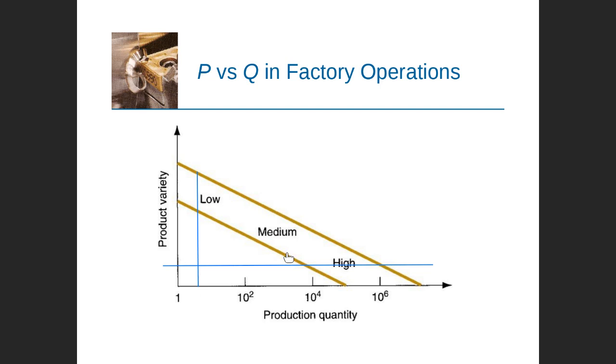However, when you have low production variety, you expect the production amount to usually be high. So we have high production quantity, low production quantity, medium production quantity. It depends on the flexibility. When you have medium flexibility, then you get medium production. Low flexibility, high production. High flexibility or high variety means low production.